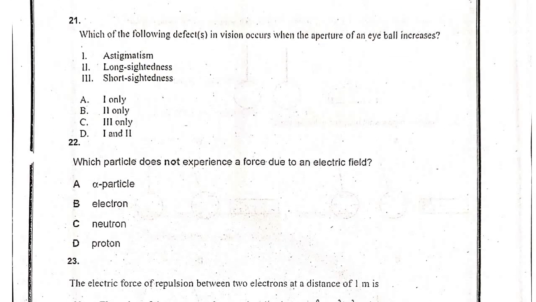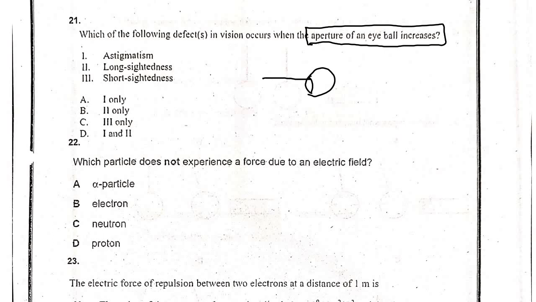Question number 21. Which of the following defects in vision occurs when the aperture of the eyeball increases? If the size of the eyeball increases from the normal size, the incident rays always meet ahead of the retina. So this type of defect is known as short-sightedness, in which a person cannot see far objects clearly. So the correct answer is option C.